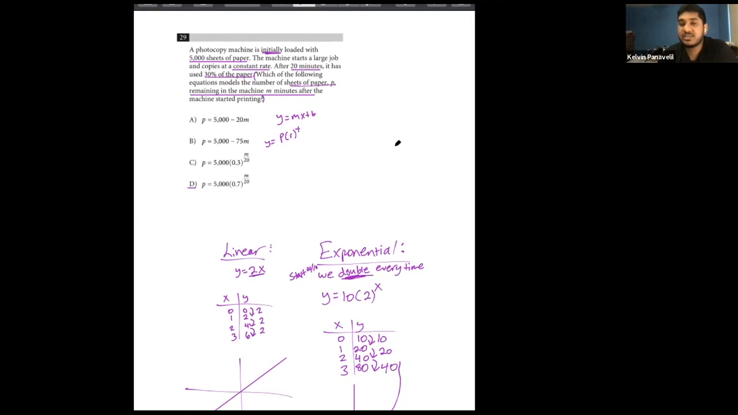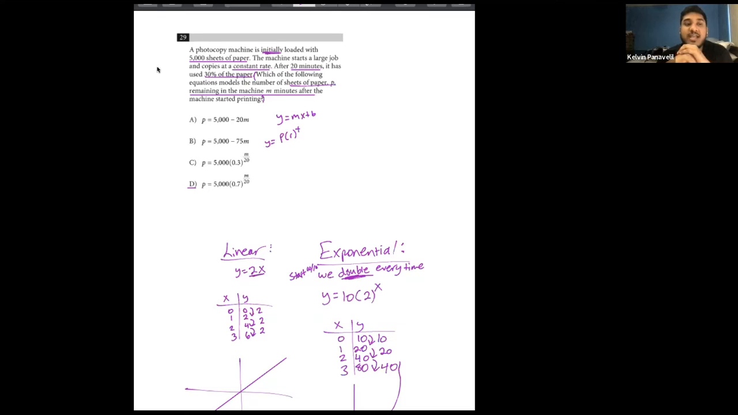If something's growing exponentially, it's not changing at a constant rate. We're changing at a different rate, as you can see. So L or E in the chat, is this exponential or linear? L, yeah, L or E. Awesome. Okay, this is a linear equation.